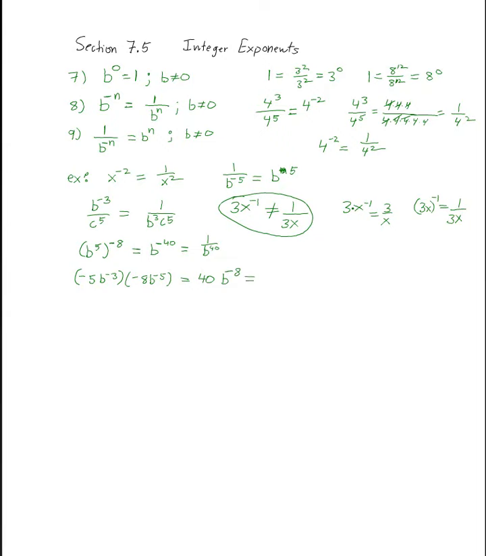And once again, this is like this one up above that I circled. Only the b moves. B is the only thing that has the power on it. The number 40 does not have a power. So that should be 40 over b to the 8.